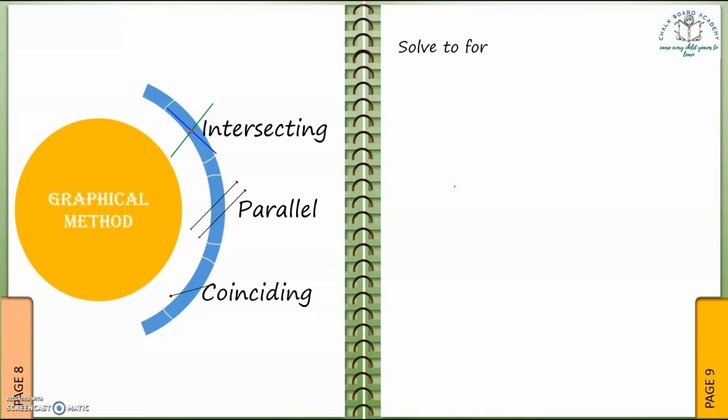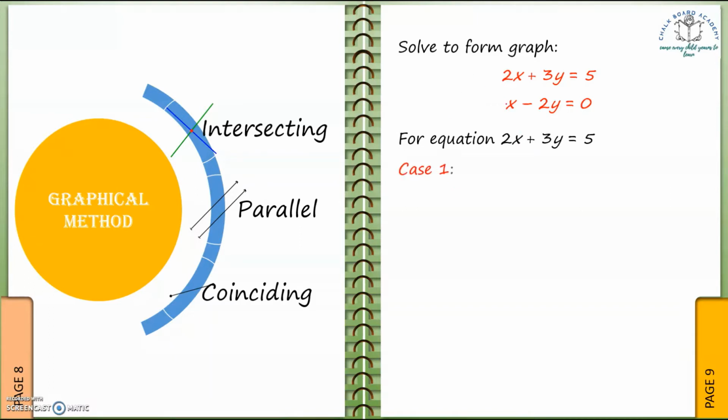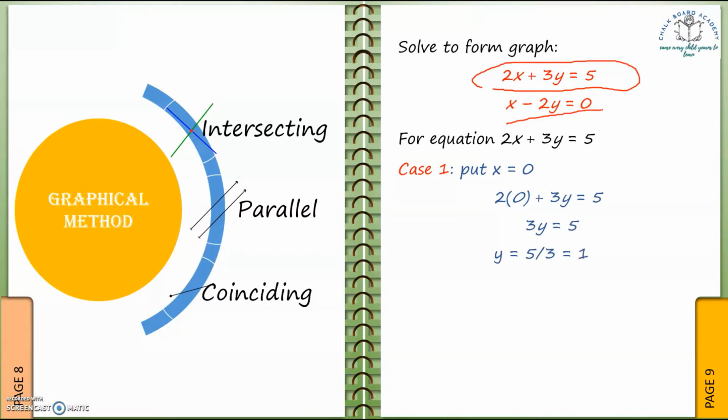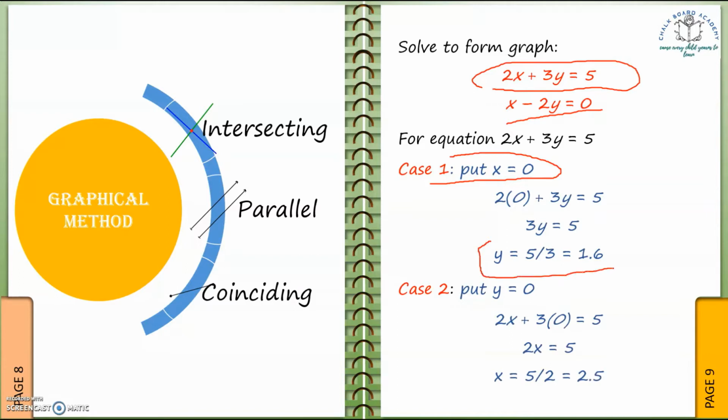So let's look into an example. First we will solve this example to draw a graph, and then in the graph we will see how the lines are intersecting, how they are parallel to each other, or how they are coinciding. In this example we have two equations. First is 2x plus 3y is equal to 5, and another one is x minus 2y is equal to 0. The first equation we are solving here. Case 1, we put the value of x equal to 0, and by putting x equal to 0 we have calculated y.